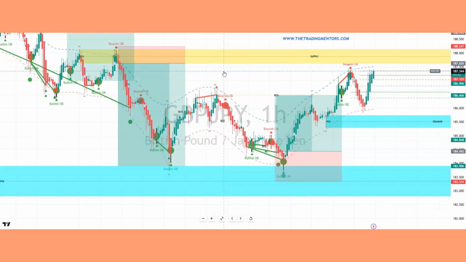Converging with demand or supply. Converging with divergence, positive or negative. And then you're just waiting for the bullish or bearish order block.